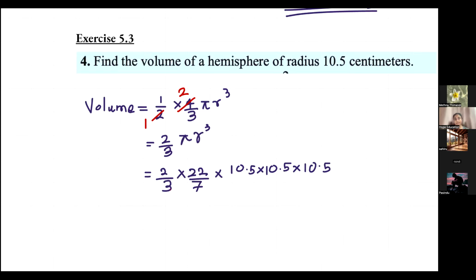Okay. How do you do this after this? Can we divide 10.5 by 3? Okay. What happens when you divide 10.5 by 3? 10.5 divided by 3.